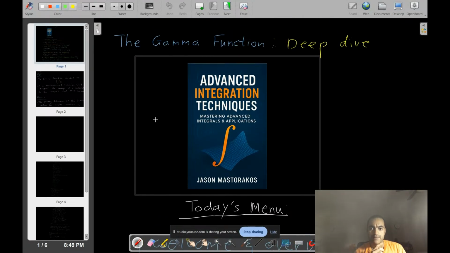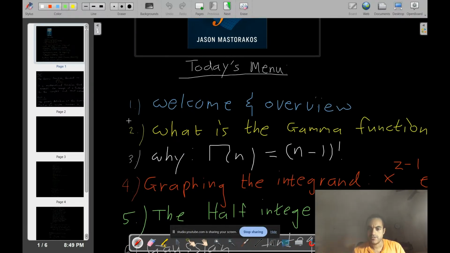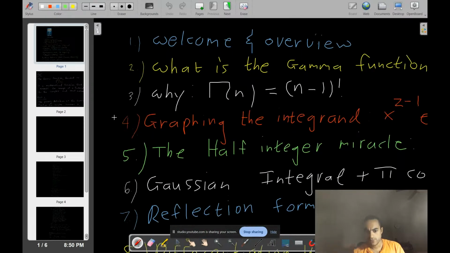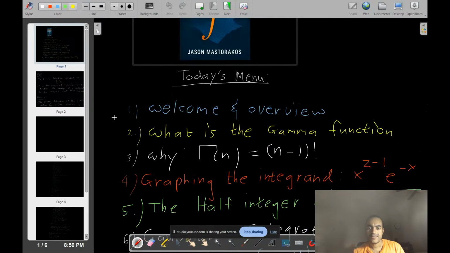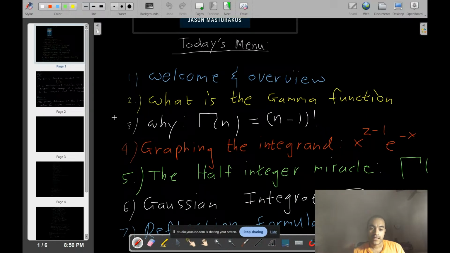All right, so this is the gamma function, and I like to call this the title, the deep dive into the gamma function. So as I said, part of today's menu: I overviewed and welcomed myself. We're going to talk about what the gamma function really is, and why gamma of n is equal to (n minus 1) factorial, so how the gamma function relates to factorials. Then graphing the integrand, the function inside of the gamma function: x to the z minus 1, e to the negative x.